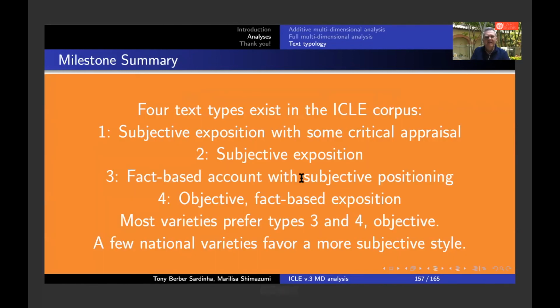So guys, here's our final milestone. 4 types we found: number 1, subjective exposition with some critical appraisal. Number 2, subjective exposition. Number 3, fact-based account with some subjective positioning. Number 4, very objective, all right? Most varieties prefer 3 and 4, and few prefer a more subjective style.